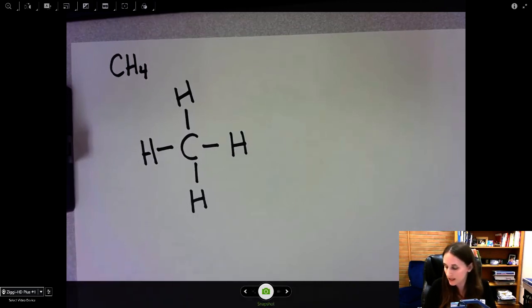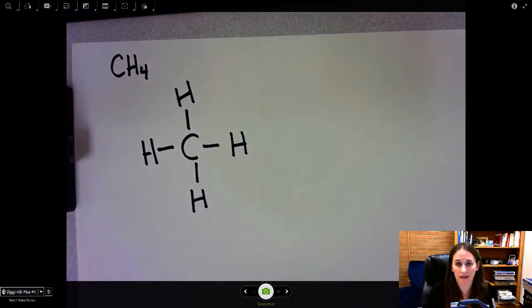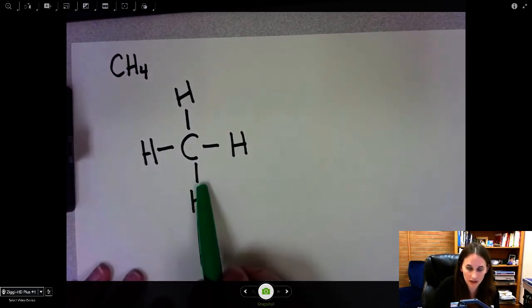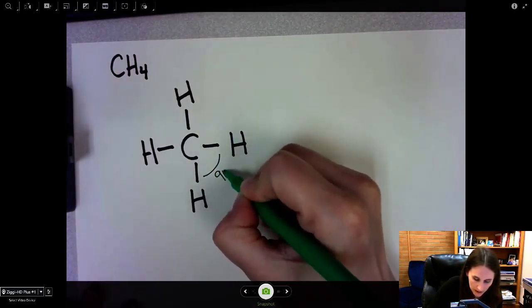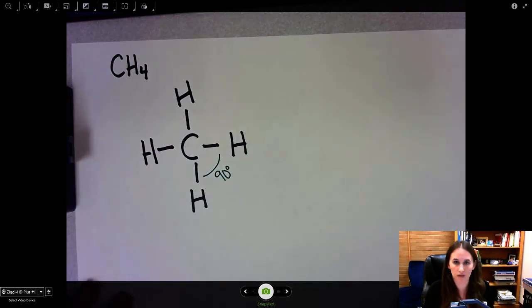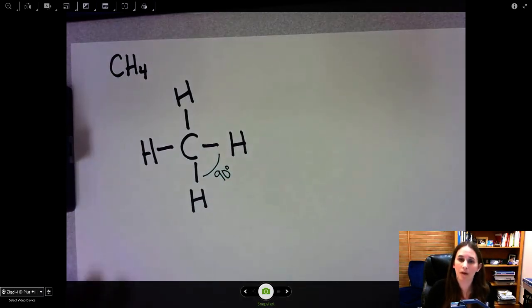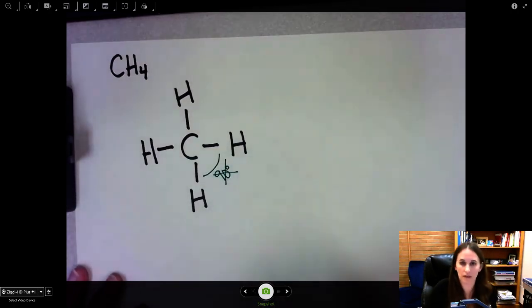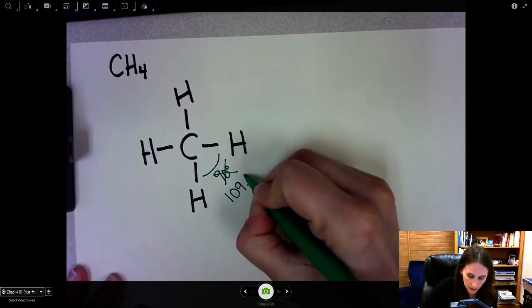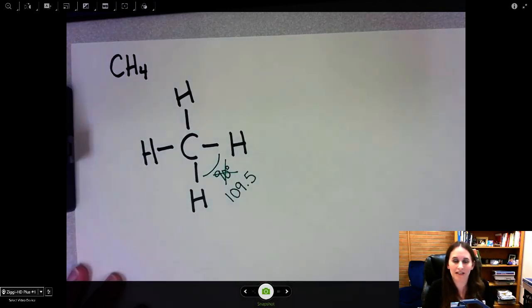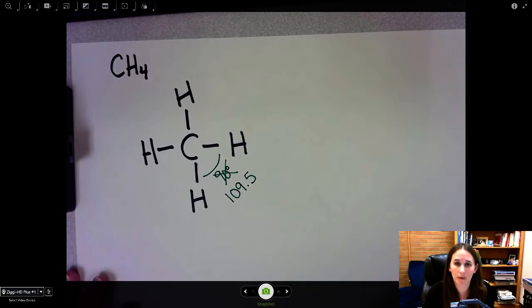Now you would predict, based on this picture, that we would find there's a 90-degree angle right here. That's what it looks like based on the picture, right? But in actuality, when we make those measurements, we find it's not 90 degrees. It's a little bit bigger. It's 109.5 degrees, meaning they're actually a little bit further apart. So let's then apply the VSEPR theory to figure out why.